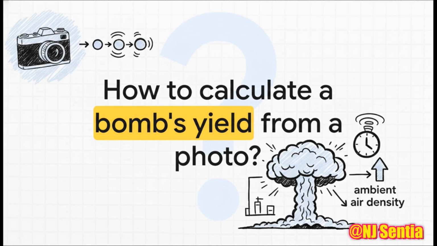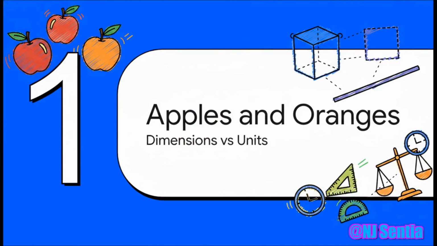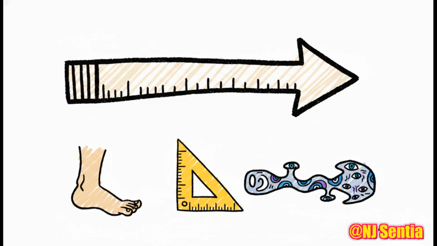So how does this high-stakes atomic math actually work? Well, it's honestly quite elegant. Let's bring this incredibly powerful concept back down to earth with an everyday logical concept that you already know. Section 1. Apples and oranges. Dimensions versus units. Right off the bat, there's an absolutely critical distinction between a dimension and a unit.